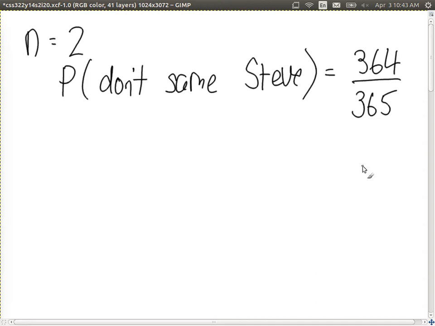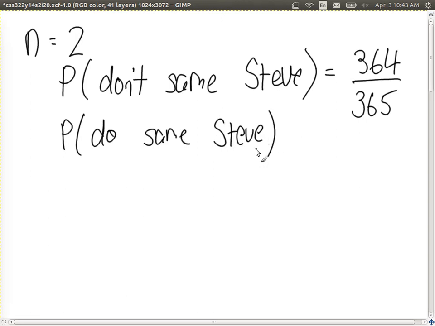So the probability that they do have the same birthday as me, P for probability, do have the same as me, is what? 1 minus this. So the probability that the other person does have the same birthday as me is 1 minus 364 out of 365, whatever that number is, 0.99 something. What if there are three people in the group, me and two others? What's the probability that no one, or that one person, has the same birthday as me?